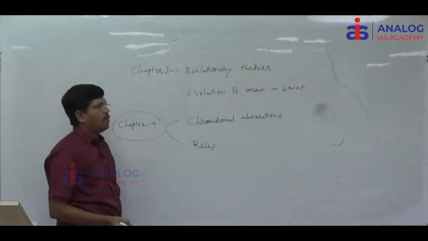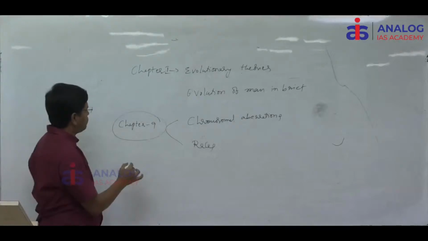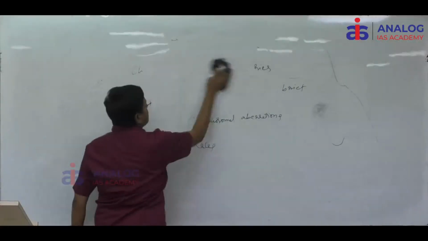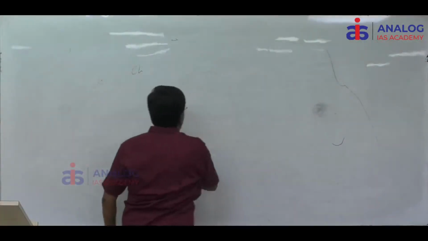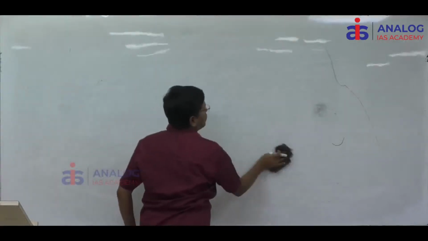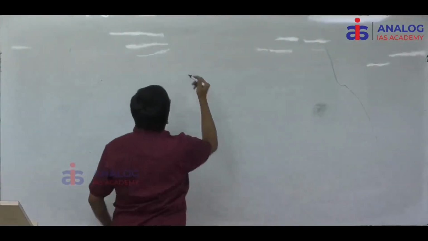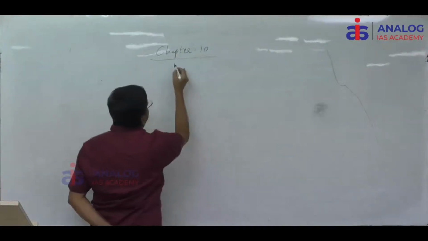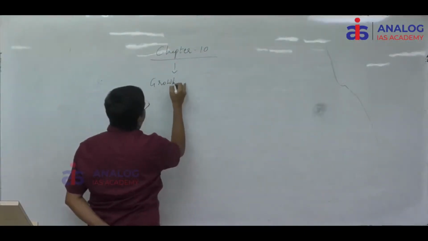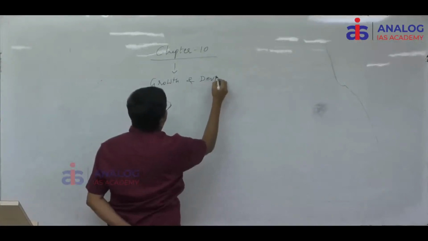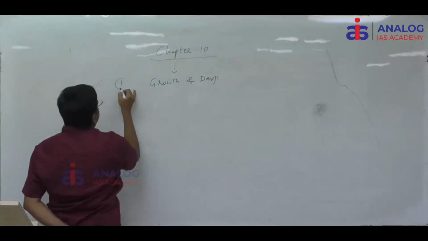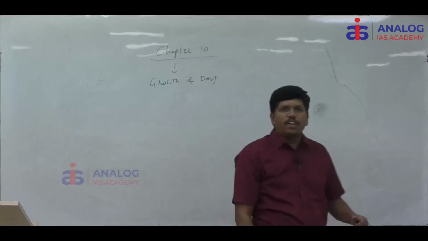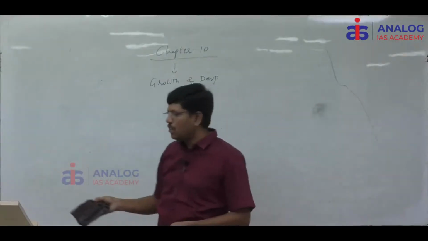Now, let us discuss chapter 10. Let us start chapter 10. Chapter 10 deals with growth and development. What are the different stages in the life of a human being? What are the different factors that influence our growth and development?